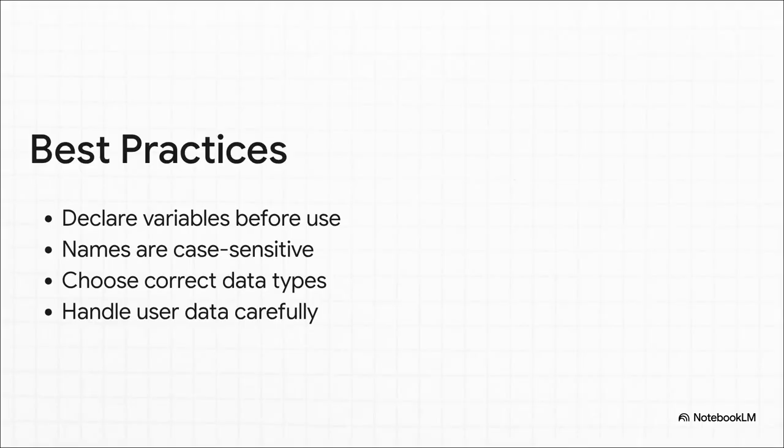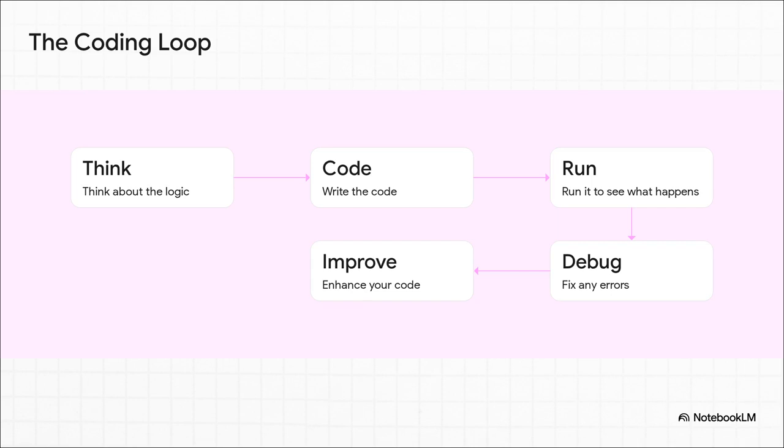Okay, before we wrap up, let's establish some essential best practices for clean coding. Always remember that variables must be declared by assigning them a value before you try to use them. Also, Python is highly case-sensitive, so a lowercase a and an uppercase a are completely different variables to the computer. Always intentionally choose the correct data types to save memory, and most importantly, handle user data carefully. Convert it when necessary.